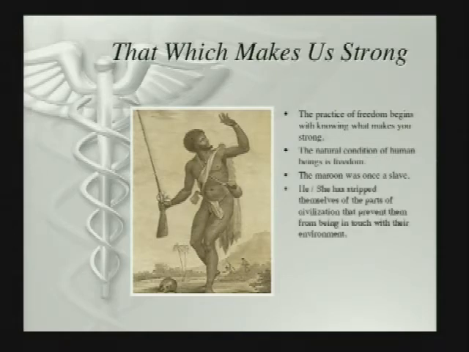So the maroon was once a slave. He or she stripped themselves of the parts of civilization that prevent them from being in touch with their environment. Not only their natural environment, but their emotional environment.